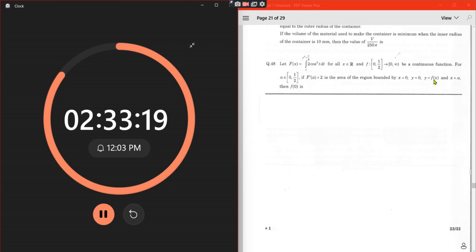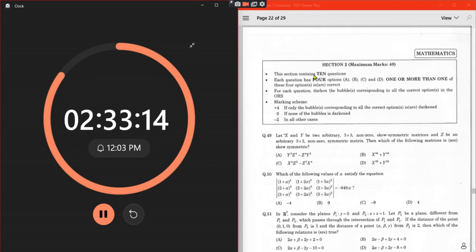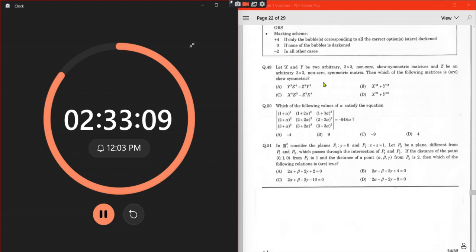So 48, answer is 3. Next question, 49. One or more correct. Let x and y be two arbitrary 3 into 3 non-zero skew symmetric matrices, and z be an arbitrary 3 into 3 non-zero symmetric matrix. Which of the following matrices are skew symmetric? Random 3 into 3 non-zero skew symmetric matrices x and y, well, they are skew symmetric. And z is symmetric.